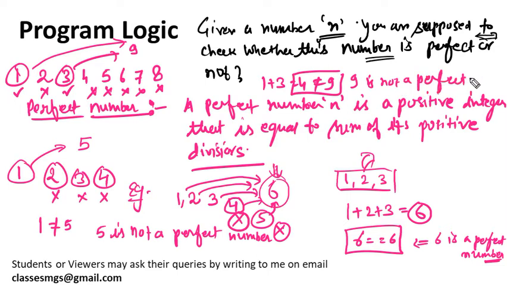So what is the smallest perfect number? 6 is the smallest perfect number. Now let's take another example. Let's suppose I am taking one more example, that is a perfect number.